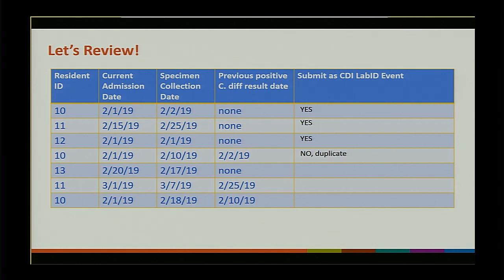Okay, another new resident, 13. Admission 2/20, specimen collection 2/17, previous positive none. Tell me why you say no. What do you recognize about this? You guys are smart that you picked that up. So the admission is 2/20. Exactly. The specimen was collected too soon.